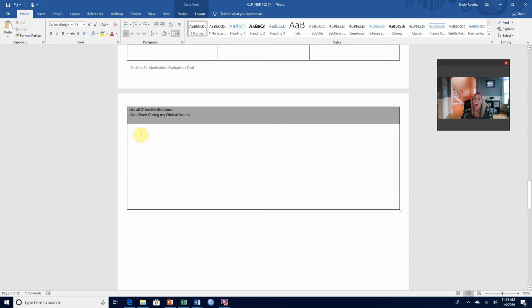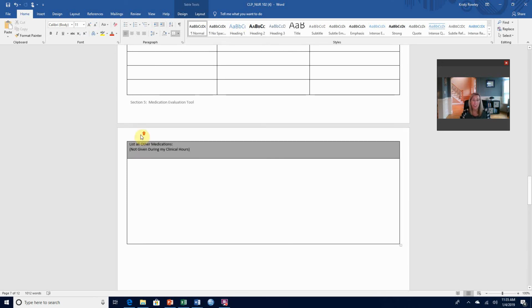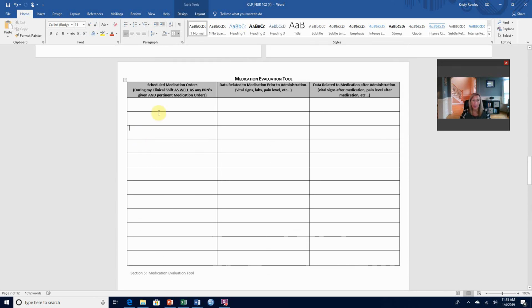Now, this is a new little sheet here in a new section. This is to list all the other medications that they didn't list above that are ordered, and that is to capture the whole picture as well. Let me just go right back up here. There was one thing I forgot to mention. So I explained the PRNs, and then also any pertinent medication orders.